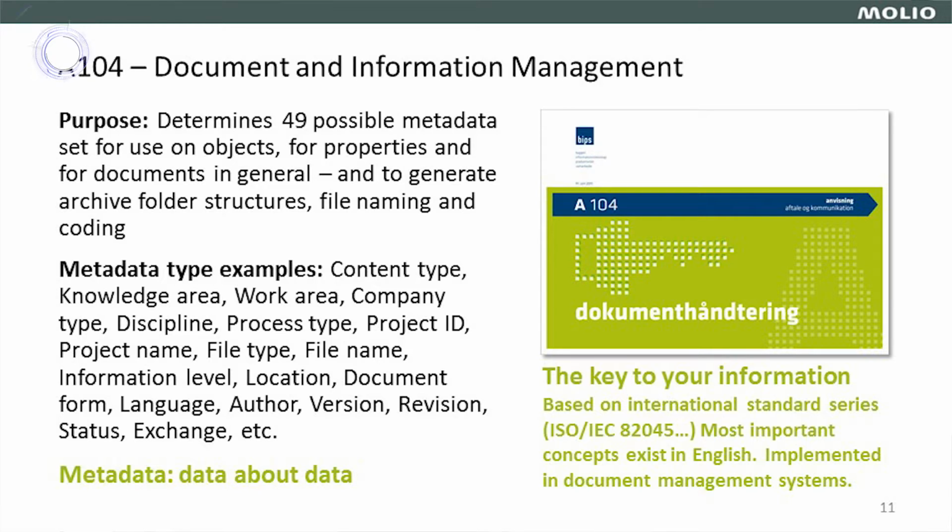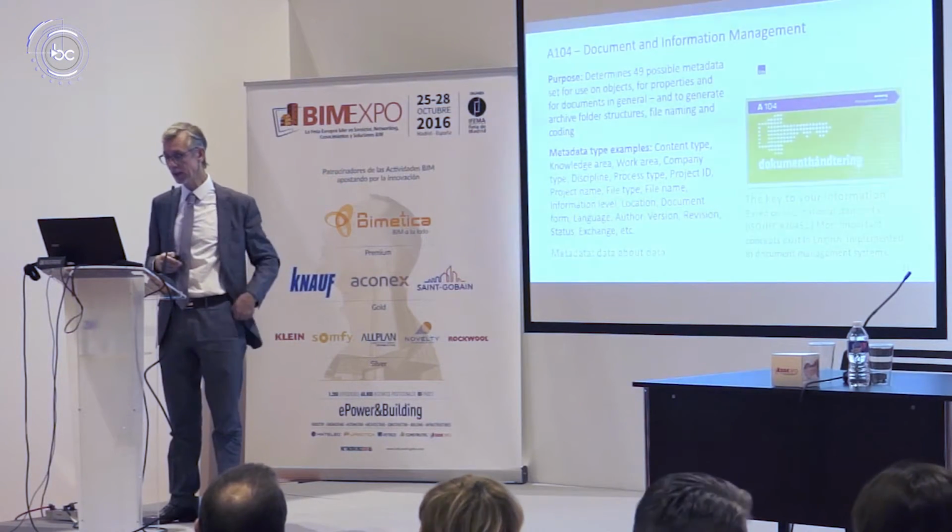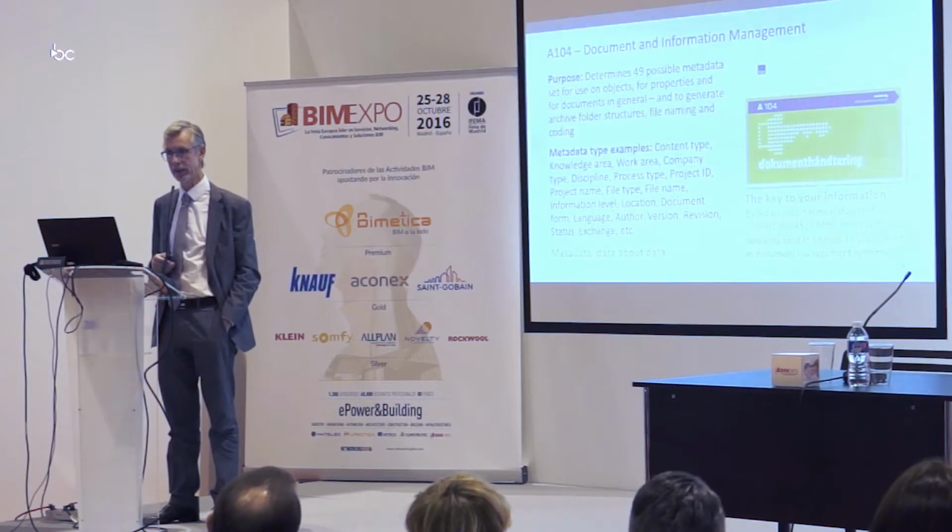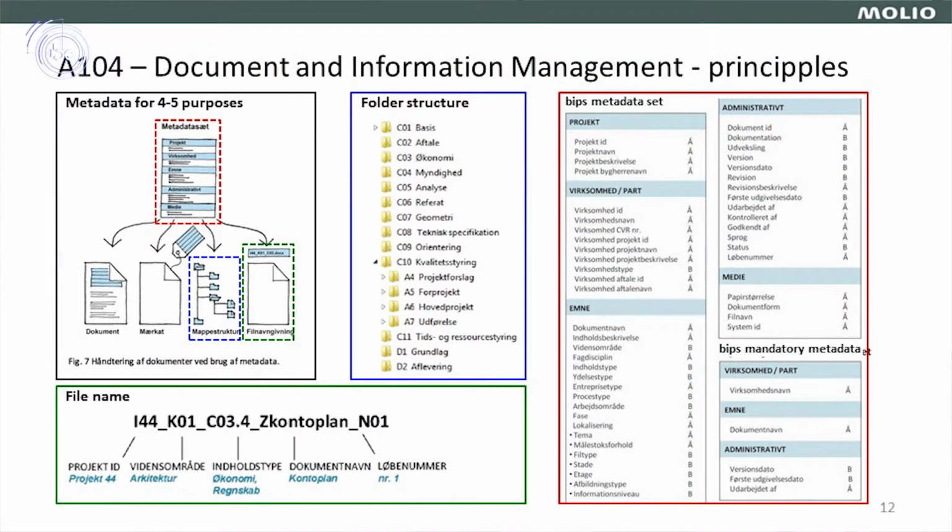Metadata examples, there are a lot. We will translate this. We have the most common concepts in English, but we'll translate all of it. Metadata is data about data, and this issue was also raised at the latest CEN meeting, that this is very important for a lot of countries. This one is based on the ISO IEC 82045 standards. It shows that some of the purposes of this are to make folder structures right, to have right file coding and naming, if you want to do that, to make your document or information very searchable.